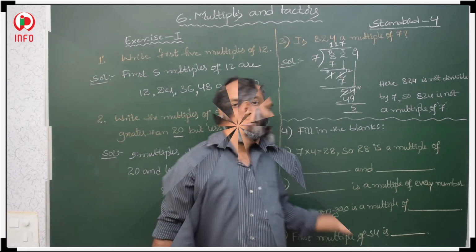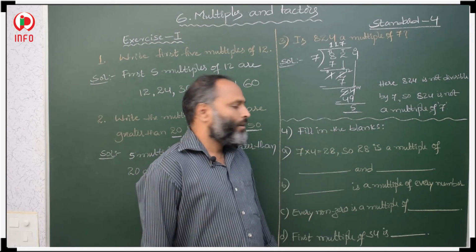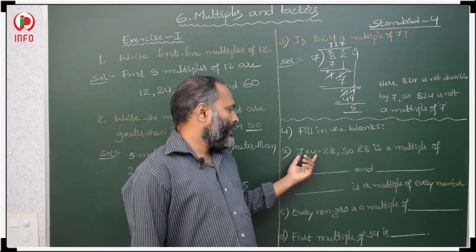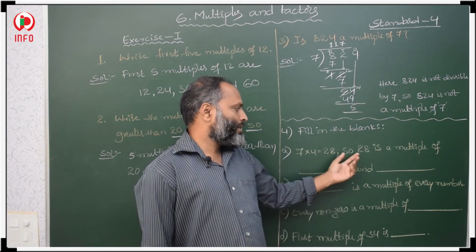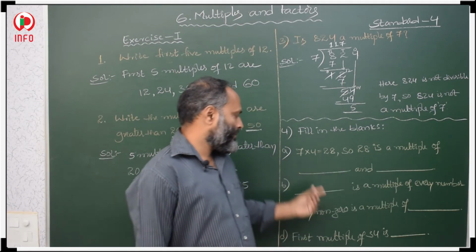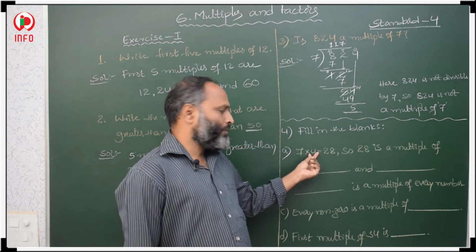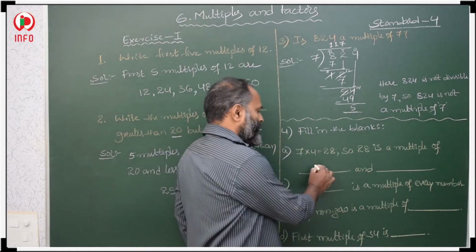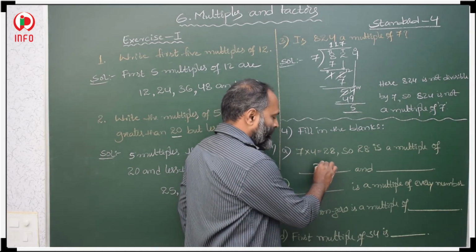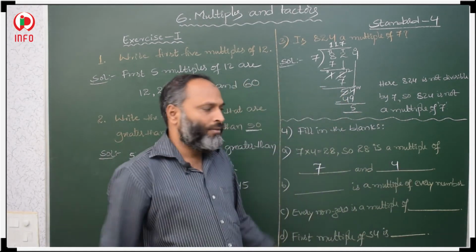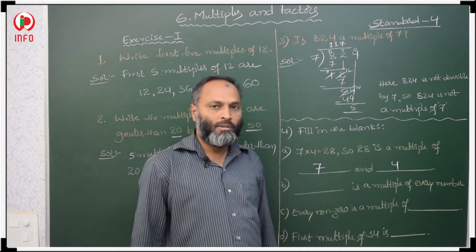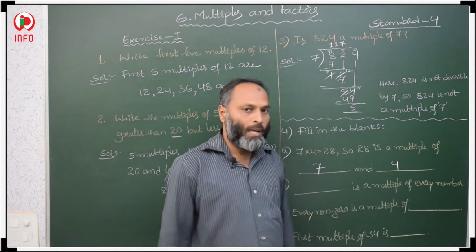Okay, fill in the blanks. The first blank, 7 into 4 is equal to 28, 7 fours are 28. So it means 28 is a multiple of 7 and also 4. It is a multiple of 7 as well as 4. So this you remember. Okay.